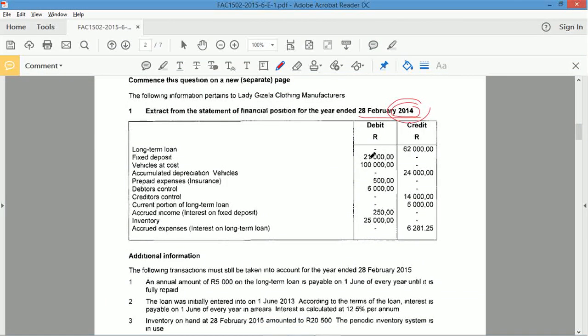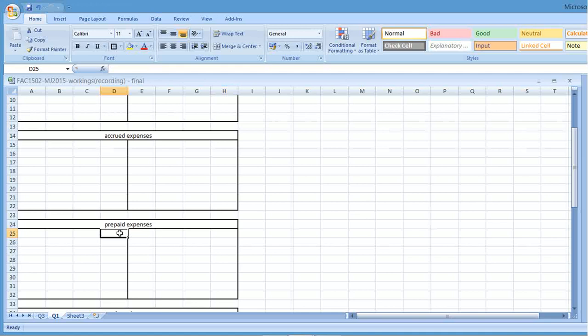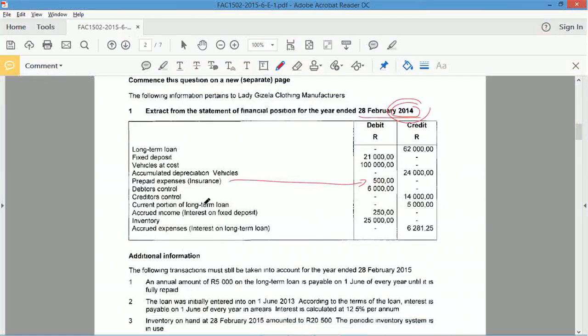Next, fixed deposit, don't need. Vehicles, don't need. Accumulated depreciation, don't need. Prepaid expenses, now we know this is for insurance. I do need 500. Balance in the prepaid. Prepaid expenses is an asset. Debtors, don't need, it's an asset. Creditors, don't need, it's a liability.